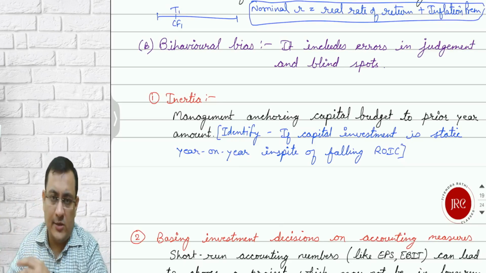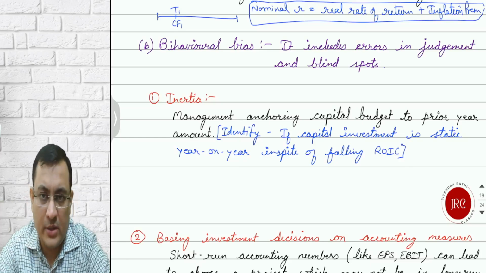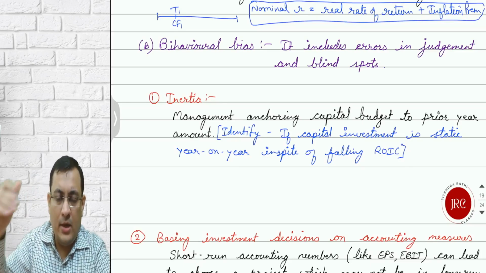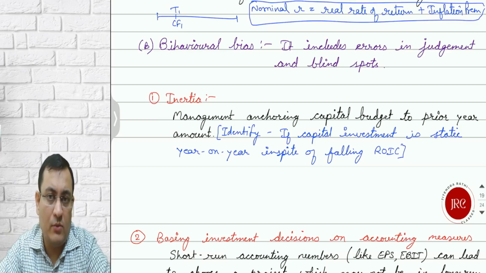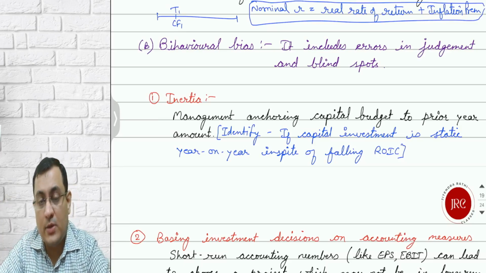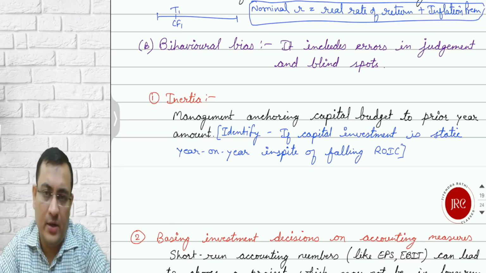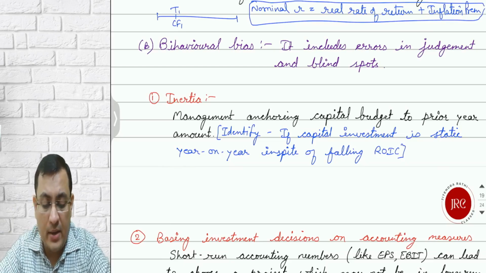Along with your last year investment number, we should also be considering the profitability of the project. If year on year profitability is reducing, you cannot be increasing the investment amount. Investment amount should go down in that case, because the amount should go to more profitable projects. So here management anchors the capital budget to the prior year amount.